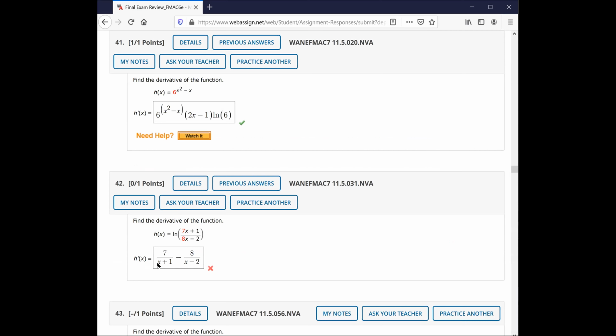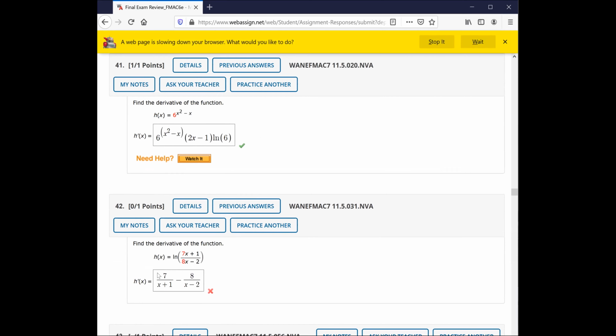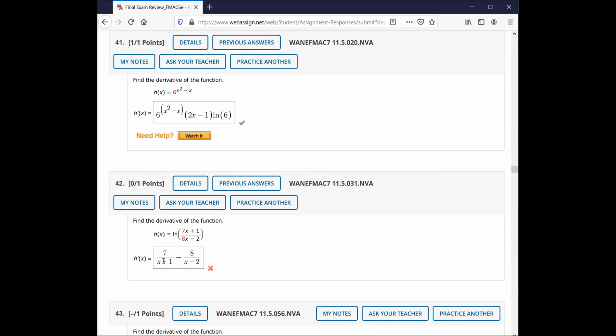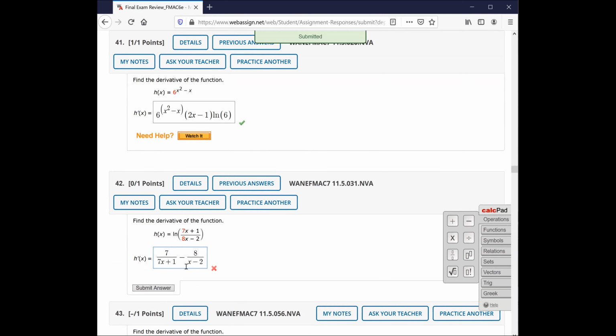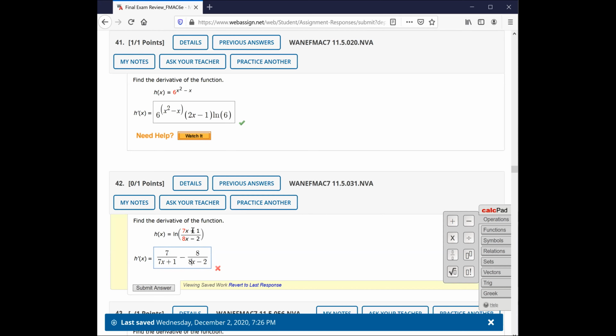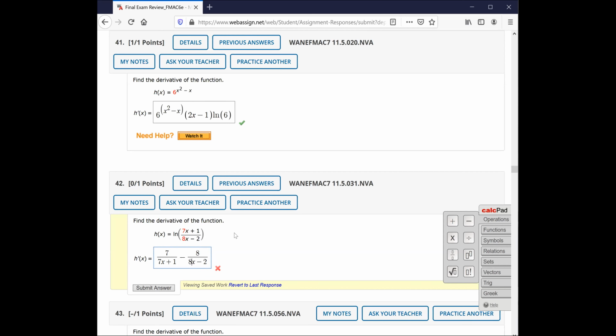Okay, so this one, the only mistake is that it's 1 over 7x plus 1 and 1 over 8x minus 2, and then you correctly multiplied by the derivative of the top and the bottom. So if I see one like that, that's just kind of what you remember. You broke this apart as natural log 7x plus 1 minus natural log 8x minus 2.